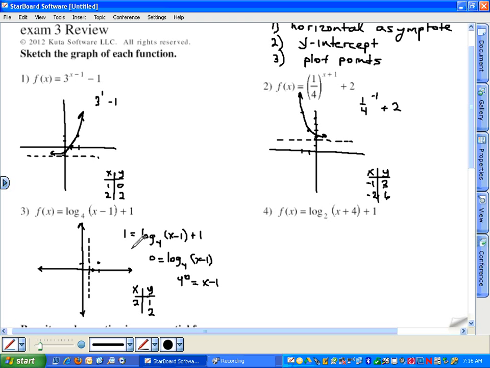And if we repeat this process and let y equal 2 this time, then if we subtract 1, this is going to equal 1. Then over here we have 4 to the 1, which is 4. Then if we add 1 to both sides, we get 5. So 5 comma 2 is on the graph. And over here, it can be a very similar thing.